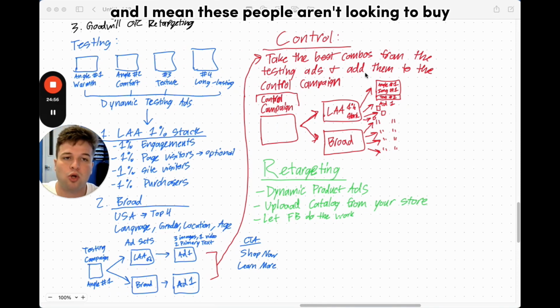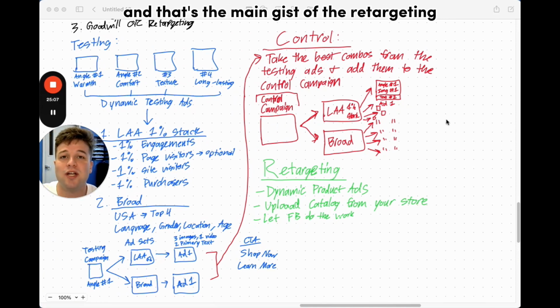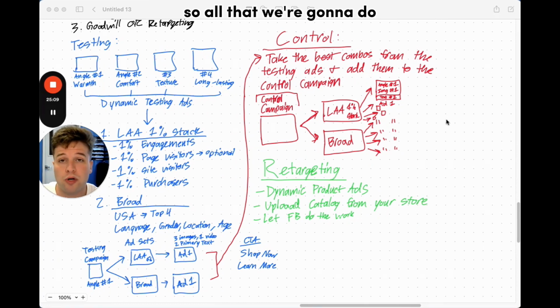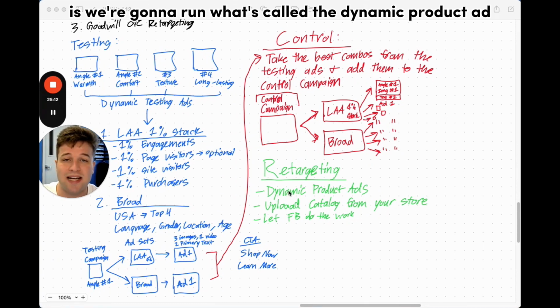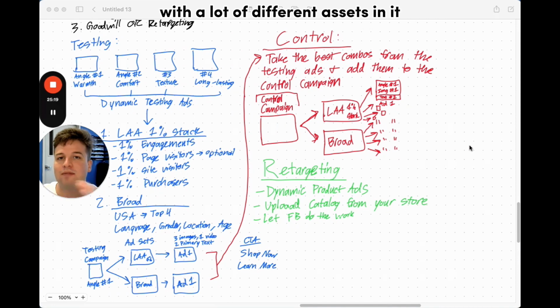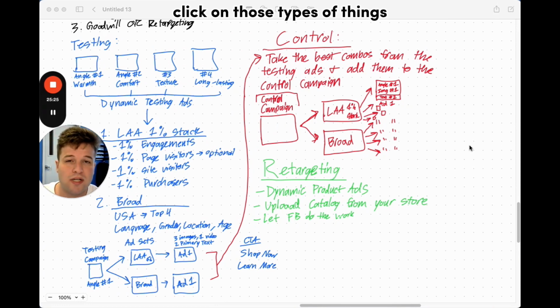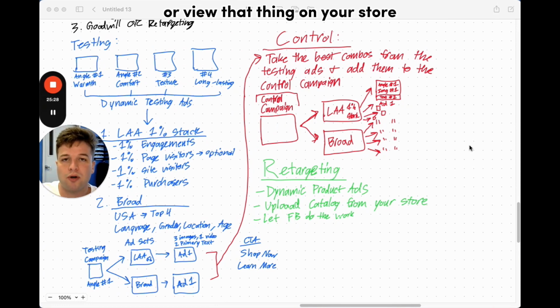I mean, these people aren't looking to buy when they go to Facebook. Okay? And so they're not immediately ready to pull their credit card out. So all that we have to do, because we know that they're sold on that thing, is show them the product again. And that's the main gist of the retargeting. So all that we're going to do is run what's called a dynamic product ad. And a dynamic product ad is kind of like the dynamic testing ads, where you upload something with a lot of different assets in it, and then Facebook delivers those out as they see fit to the people who click on those types of things or view that thing on your store, whatever it might be.